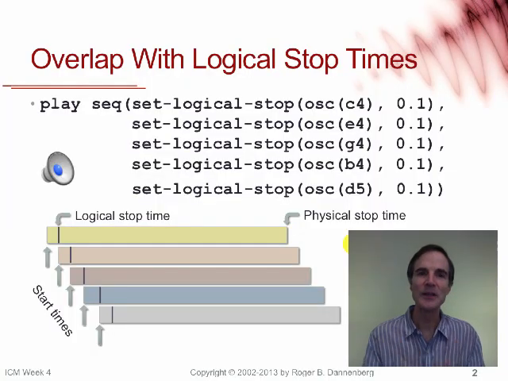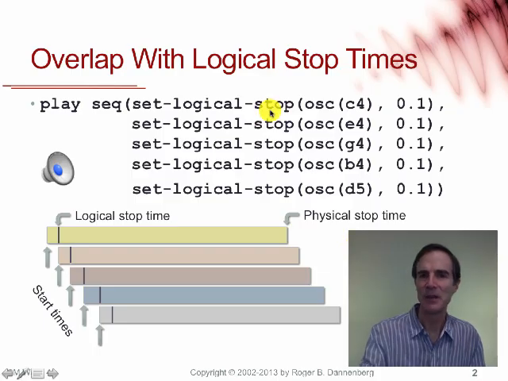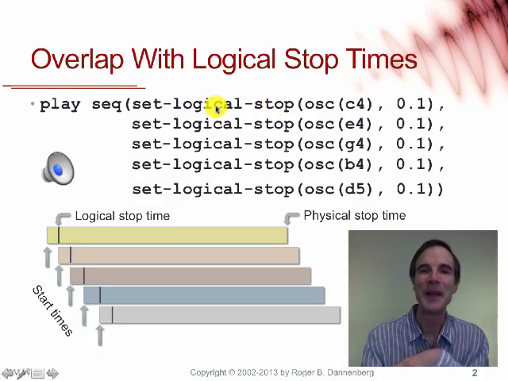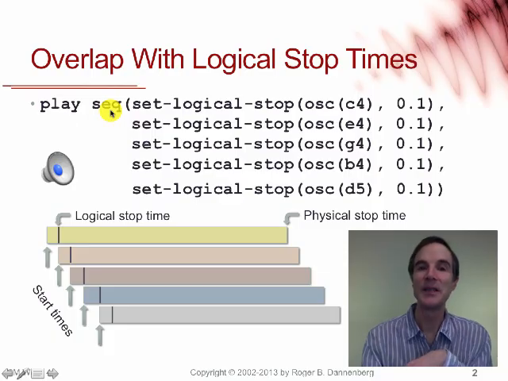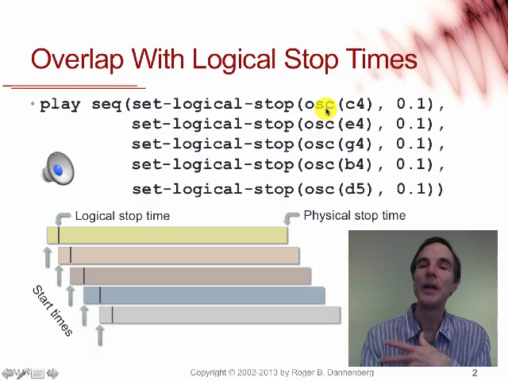So let's just look at this example. Here we have some function calls named set logical stop, and it's kind of a long name, and these are called within a sequence. So what we're going to do is make the sequence of OSC C4, OSC E4, OSC G4, and so on. But we are evaluating those in the context of set logical stop to 0.1.